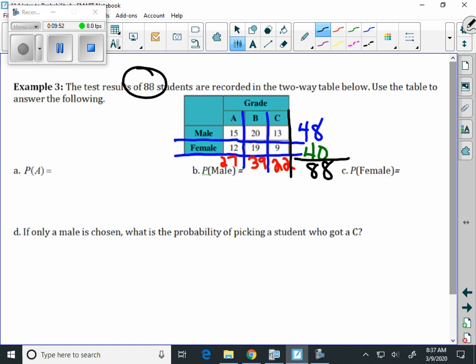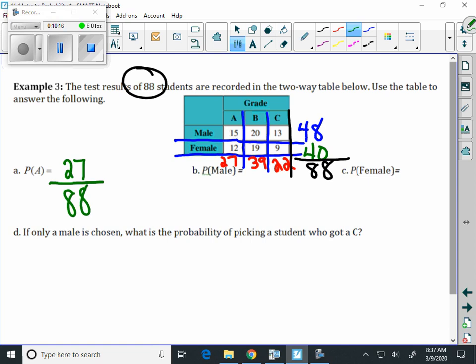Again, when we're answering these questions, it says the probability that A occurs, the probability that a student got an A. Well, we had 27 students who got an A out of a total of how many students? Out of a total of 88 students.